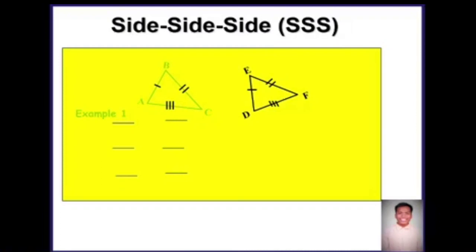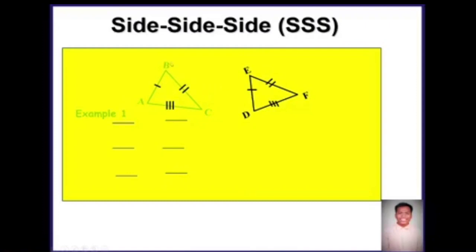Alright, so we have an illustration here. For the illustration, we have the triangle ABC and the triangle DEF. You can easily determine whether the sides of these triangles are congruent using this symbol. This one has only one line, meaning line AB is congruent with line DE. You can see they each have only one line.